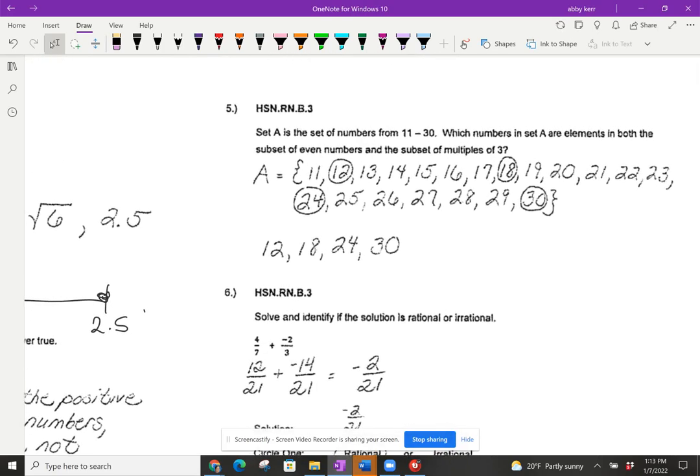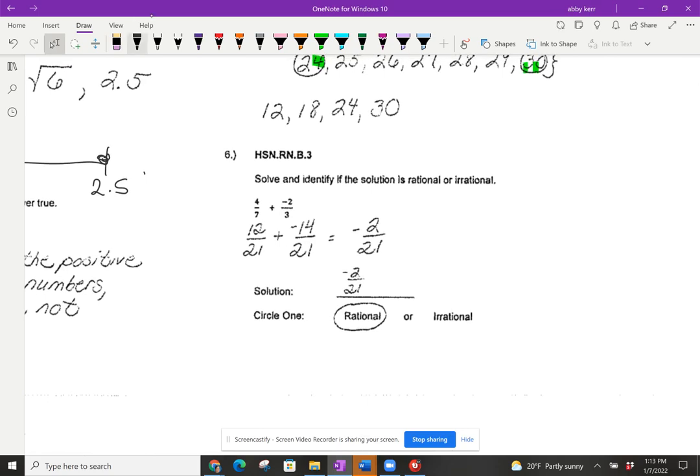Okay, set A is a set of numbers from 11 to 30. So notice in this answer key, you write 11 to 30. And then it also says even numbers. So then you would highlight all the even numbers. And then after that, you would go back and be like, oh, multiples of 3. So 14's not a multiple of 3. 16's not. 20, 22's not. 26, and 28. So it's just trying to get you to have some number sense between numbers from 11 to 30.